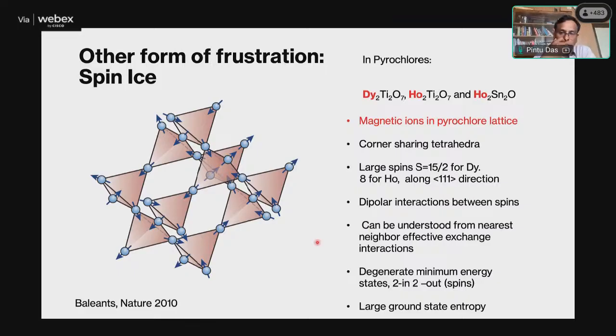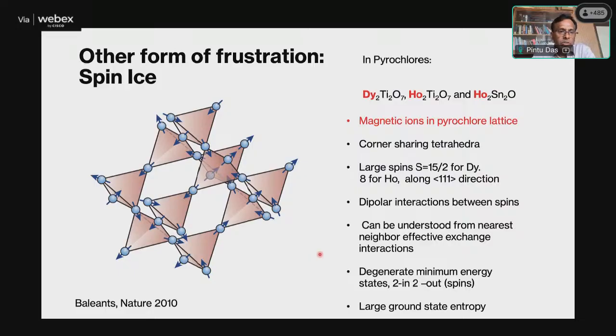Because these are large spins, the dipolar interaction is pretty strong, and you see very interesting effects because of these dipolar interactions. But theoretically, one can also understand the behavior from just the nearest neighbor. We call it an effective exchange. It's not the direct exchange interaction; it's an effective exchange interaction, which gives you the results that you would get from considering the dipolar interaction.